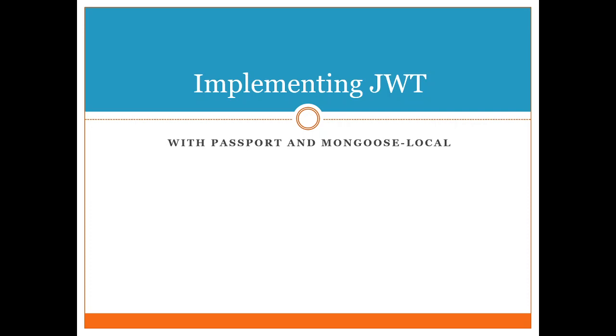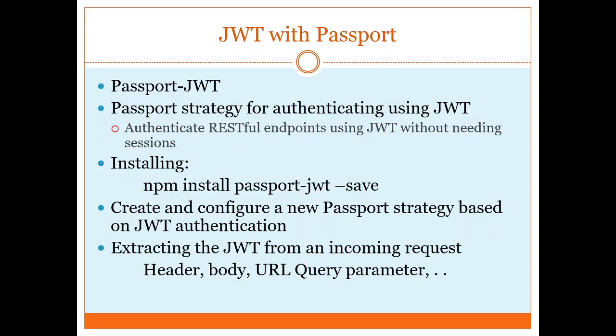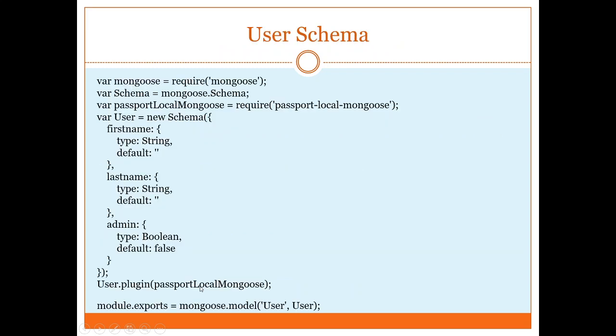Now, if we want to implement JWT with Passport and Passport-Local-Mongoose, we need to install a strategy called Passport JWT, the Passport strategy for authenticating users using JWT. No, we don't need any session information. Installing it is the same: npm install passport-jwt. With this command we will install our JWT Passport strategy, create and configure a new user Passport strategy based on JWT authentication, extracting the incoming JWT from the incoming request, and we will see how it works.